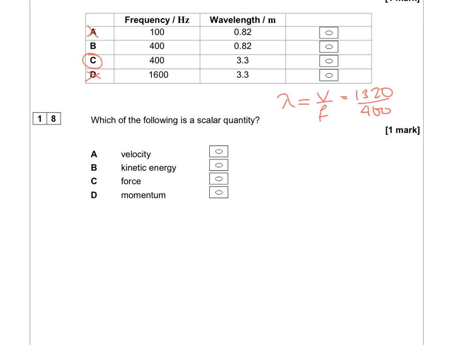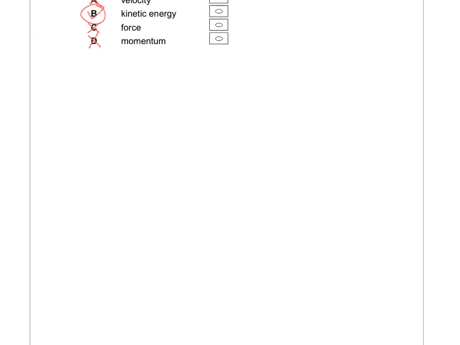Question 18. Which of the following is a scalar quantity? Velocity is most certainly not. It's a vector. Energy is a type of scalar. Force is a vector. Momentum is a vector. So the answer would be B. These are things you just have to remember.